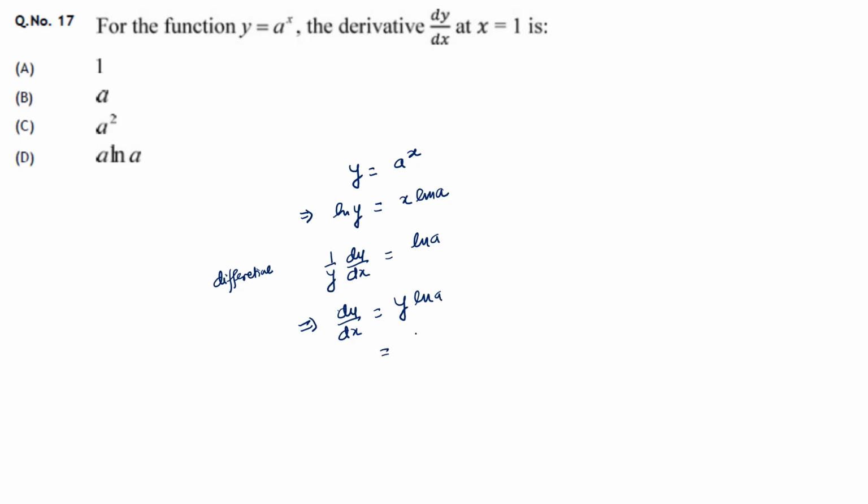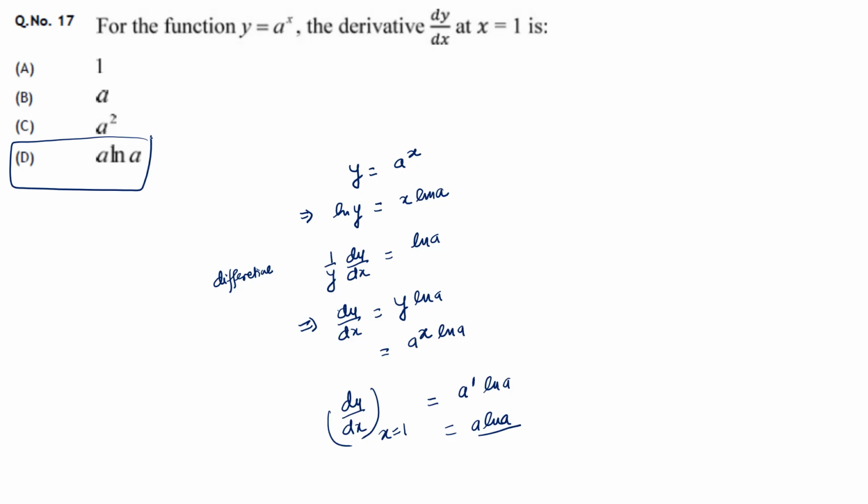So y we know it is e to the power x ln a. Now in the question it is asking dy by dx at x equal to 1. So we can write it as e to the power 1 ln a, so nothing but a ln a, right? So option D. Fine, simple.